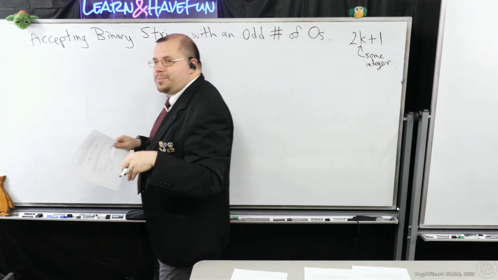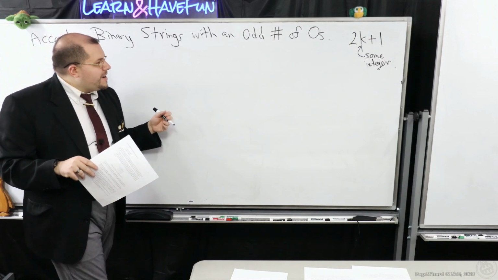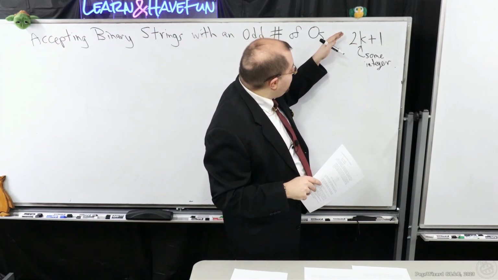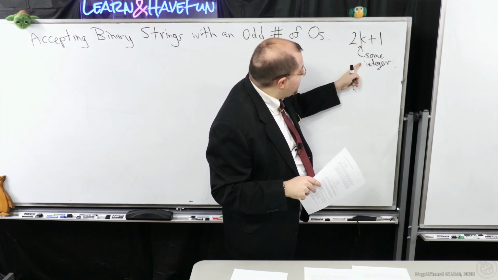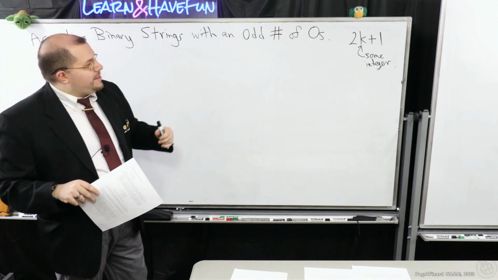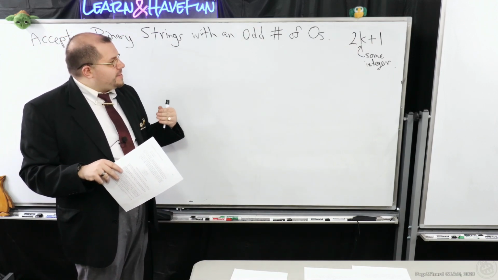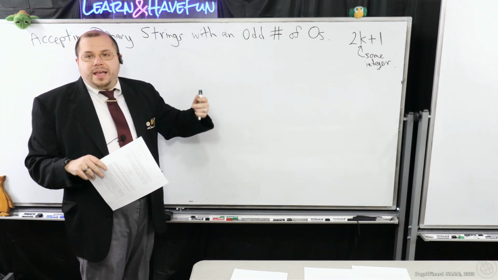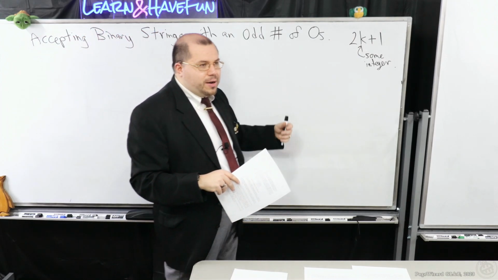So when I'm counting up the number of zeros in the string, that frequency, how many times it appears, has to take the form of 2k plus 1 for some integer k. You'll notice quite quickly if you put in k as 0, this ends up being 1. Put k as 1, you get 3. K as 2, you get 5, and so on.